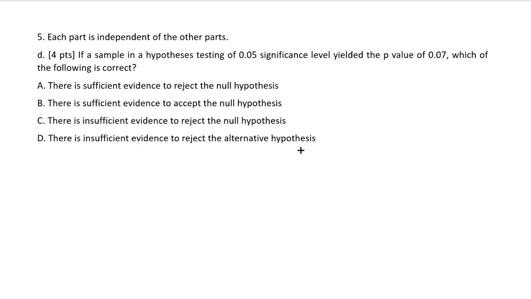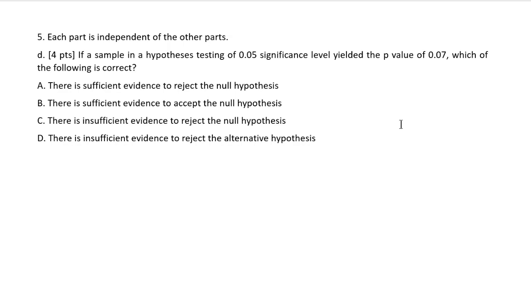Okay, part D, if a sample in a hypothesis testing is 0.05 significance level and the p-value is 0.07, which of the following is correct? Well, if you have a bigger value than the given significance level, then you don't think of this as some unlikely thing happening. The core argument of the hypothesis testing is that if you assume that the null hypothesis is true, then the current sample is a very unlikely event, so we reject the null hypothesis. That's the core of hypothesis testing.